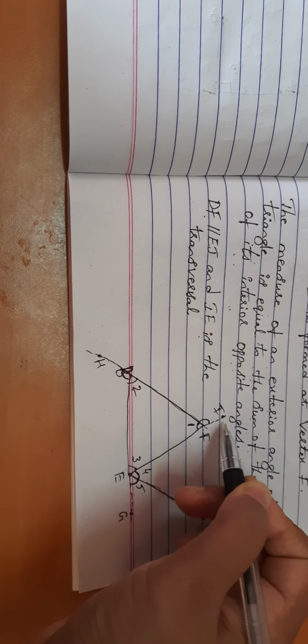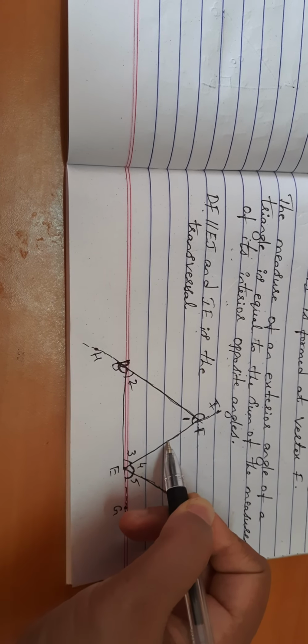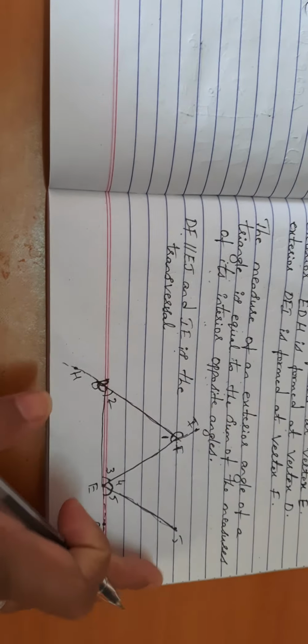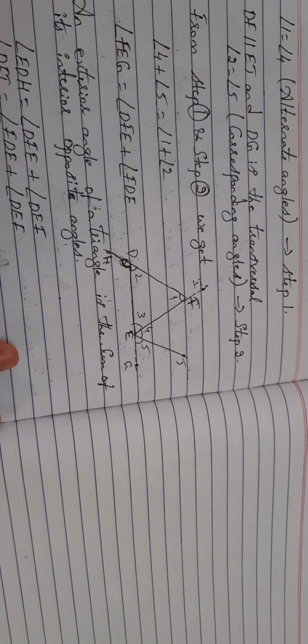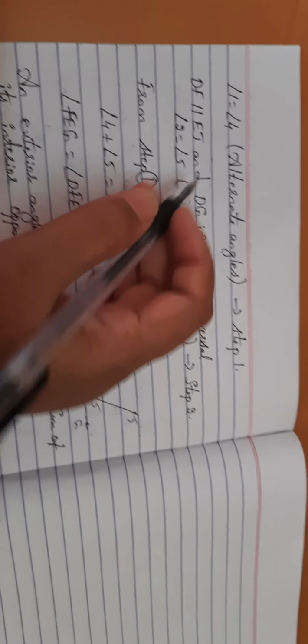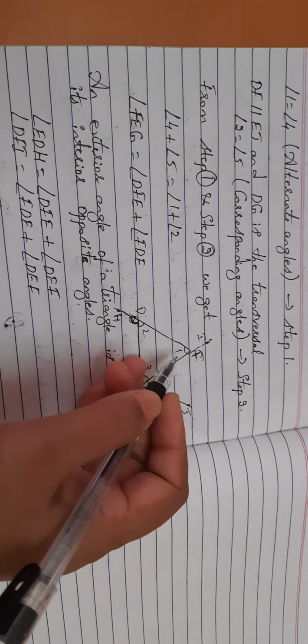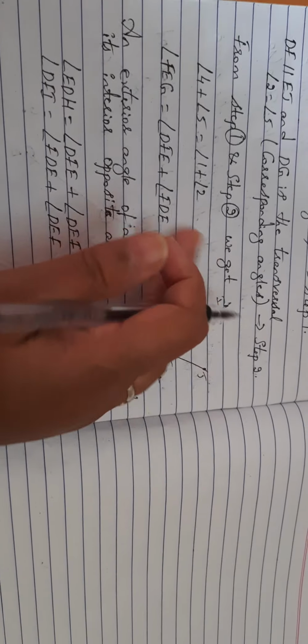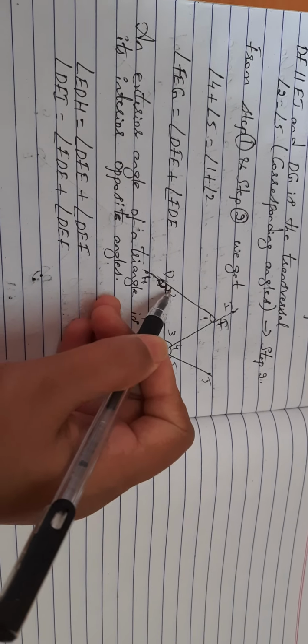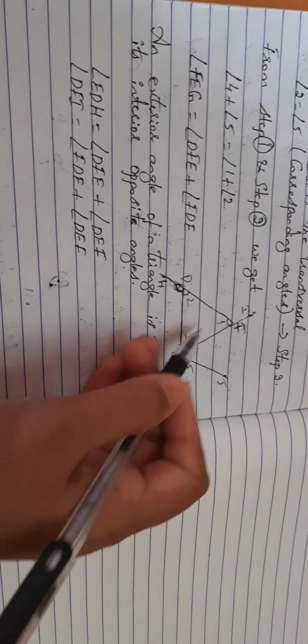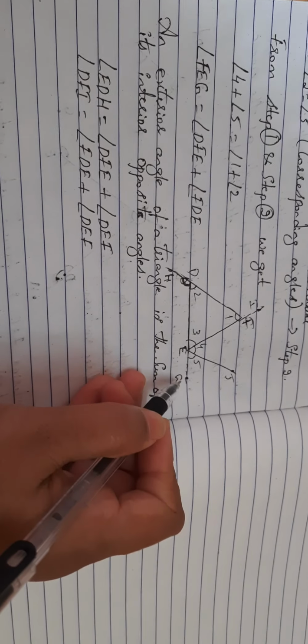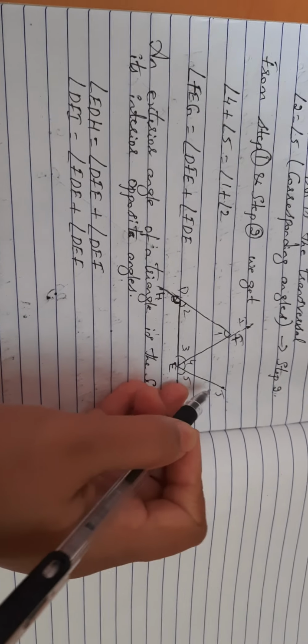Where are I and E here? I is here, E is here. Transversal means we have already seen in previous classes, transversal and parallel. So I and E form the transversal. Now we are going to see the exterior angle of a triangle. We have to prove how it is. So here you see, I have taken the same diagram to explain. Here we have 1, 2, 3, 4, 5, and D, E, F, G, H, I, J.